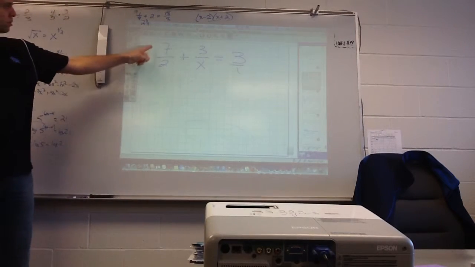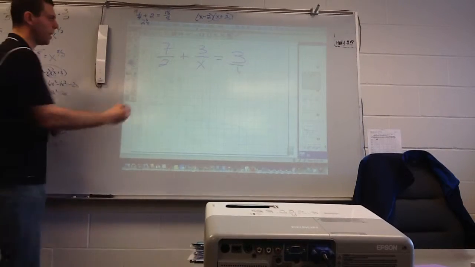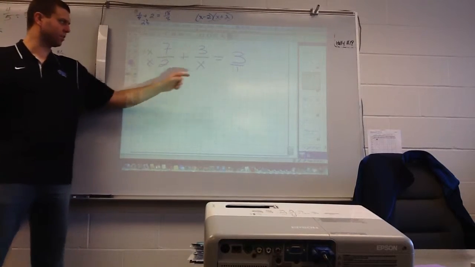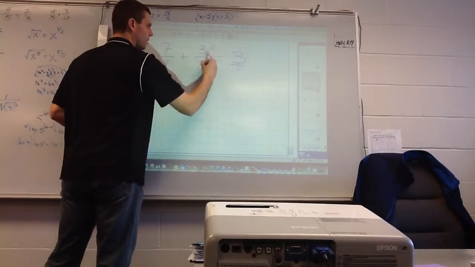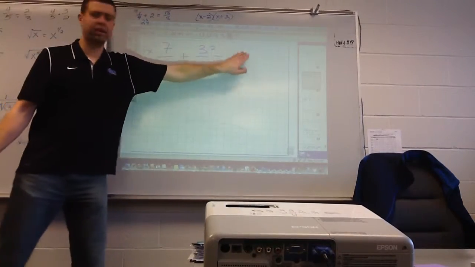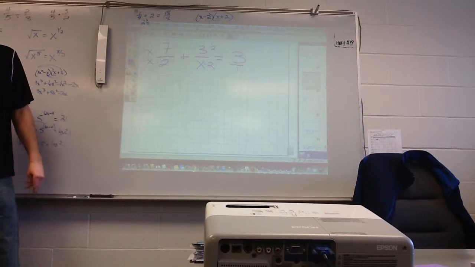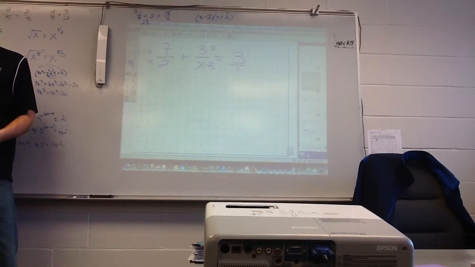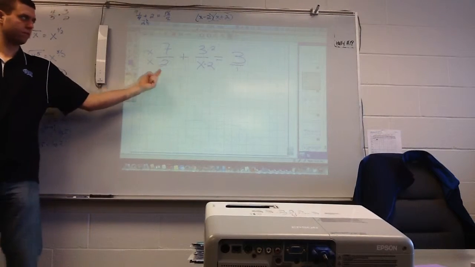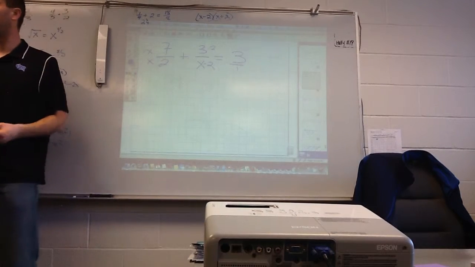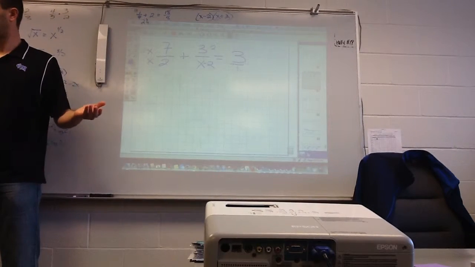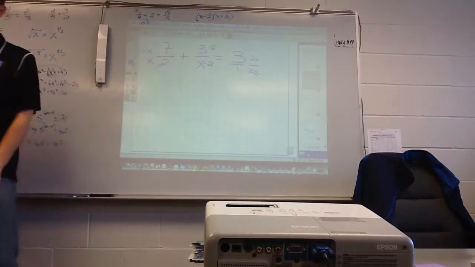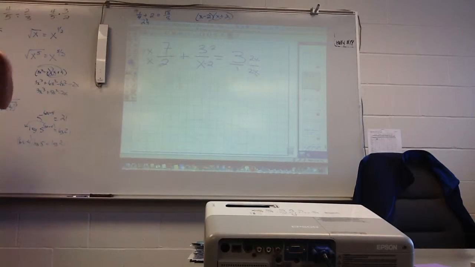So, Cookie, what do I need to do to this fraction? Multiply by x over x. Connor, what do I need to do to this fraction? Multiply by 2 over 2. And then, John, what do I need to do to this fraction? What do I want my denominator to become? Right now it's 1, so what do I need to multiply 1 by to make it become 2x? 2x, right? So multiply by 2x over 2x. I'm making all of the denominators become 2x.